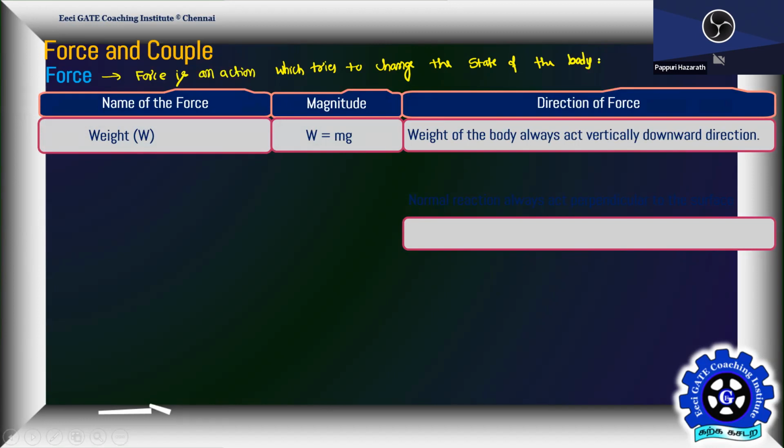Are you following? Yes, sir. Force is a vector quantity. Vector means first order tensor. Weight has both magnitude and direction. What is the magnitude of weight? mg, na? Weight of the body always acts vertically downward.